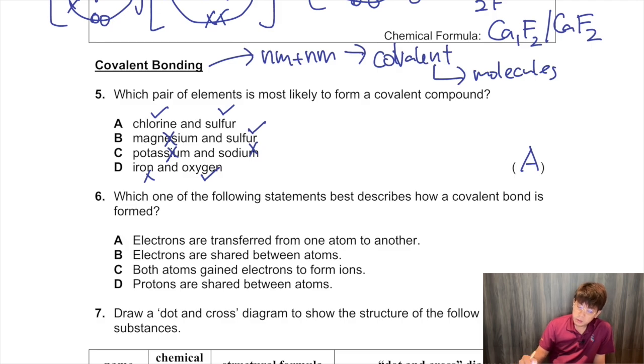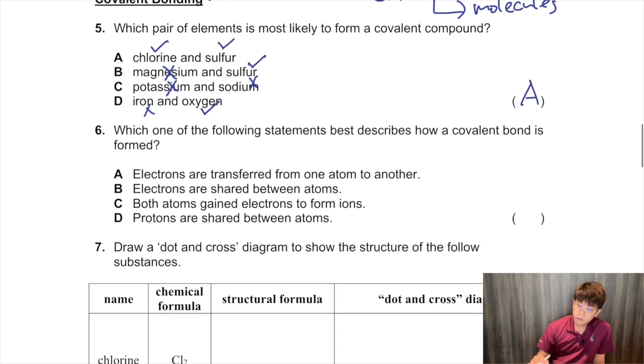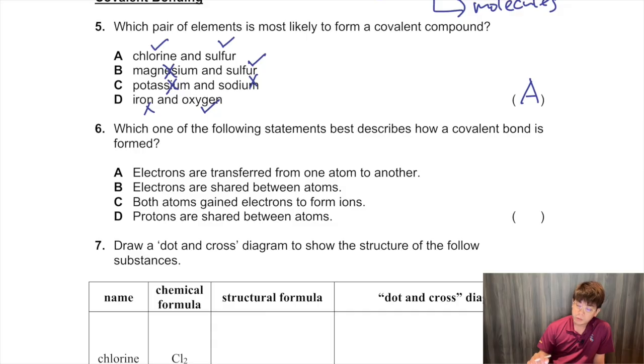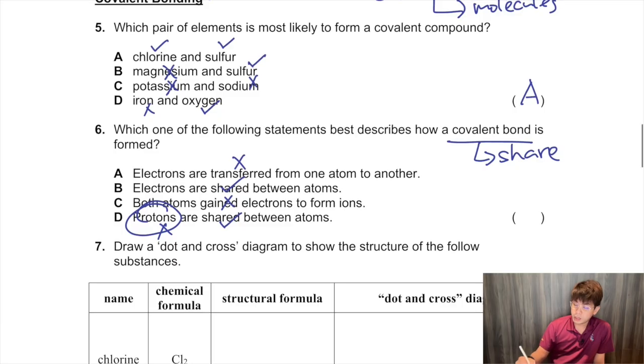Which of the following, question number 6. Which of the following best describes how a covalent bond is formed? So covalent bond must be sharing. So transferred, no. Shared, yes. Gain, no. Shared, yes. But the D shared is actually a proton, so definitely wrong. So it's a sharing of electrons, so B.